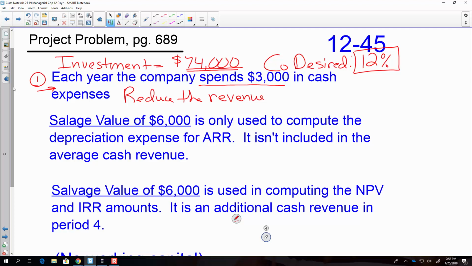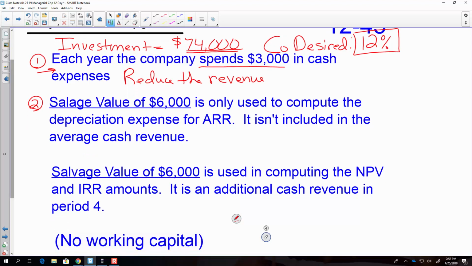Okay. Comment number 2, the salvage value. And specifically, the accounting rate of return computation. The salvage value of $6,000 is only used to compute the depreciation expense. Remember, the depreciation expense is straight line. So we need that salvage value to compute the depreciation expense, right? It's not included in the cash revenue. So in year 4, I don't include that for the accounting rate of return.